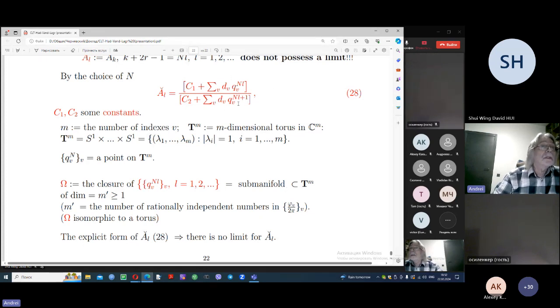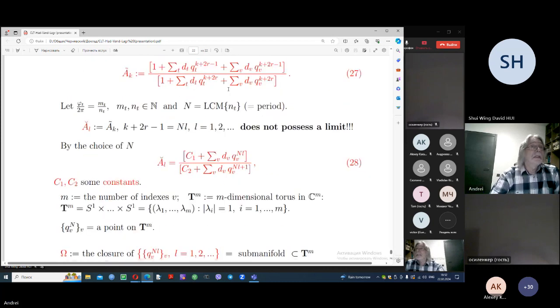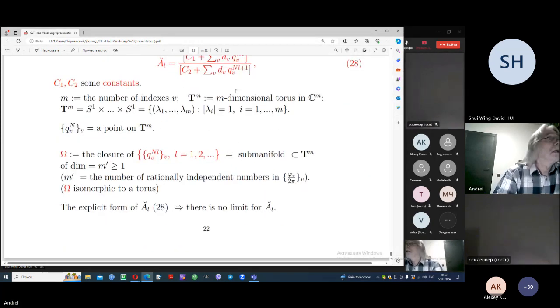That means that the trajectory, this sequence, is simply something that goes on the torus. It is not periodic, but it is, as I said, oscillating in a way, but not equally. It is not constant. It is not convergent in any way. So here we are, in fact. So that's it. Okay. Finished.